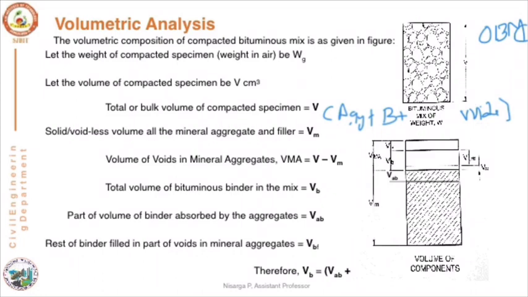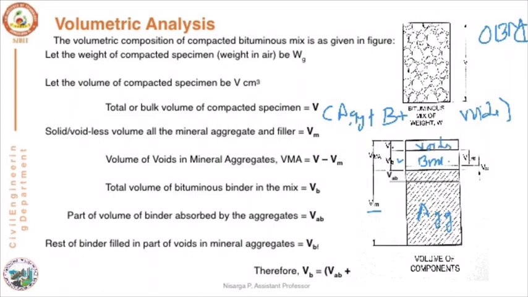The next is, you can see this is the volume components. The picture here will show the volume components. The total volume of the bituminous mix consists of part of the volume that is filled with the mineral aggregate. So in the first part, we have only the aggregates volume, where Vm represents the volume of aggregates alone, and we also have the volume of bitumen and the voids that exist in the mix.